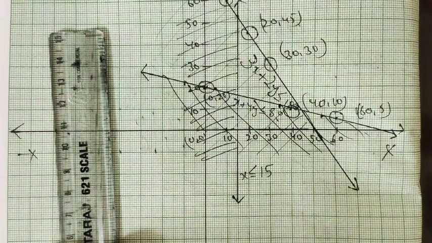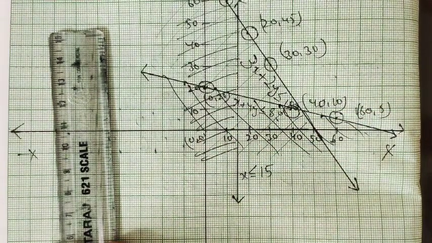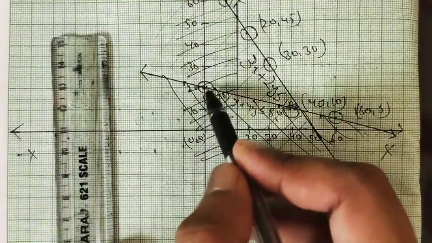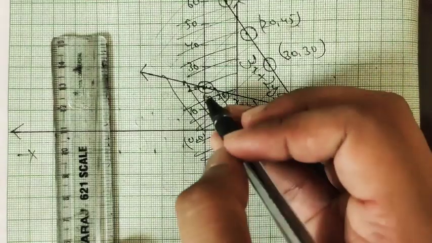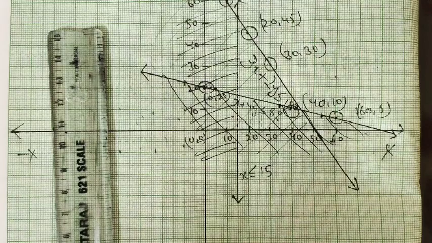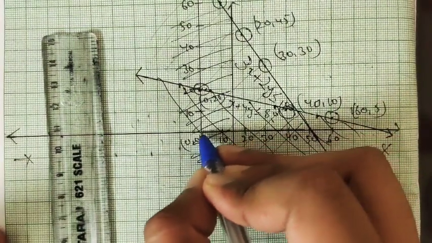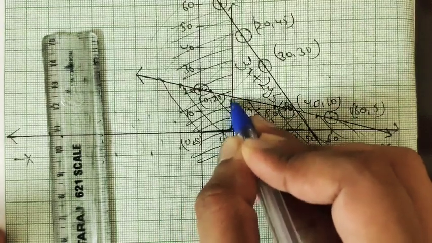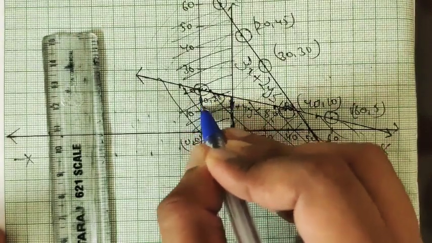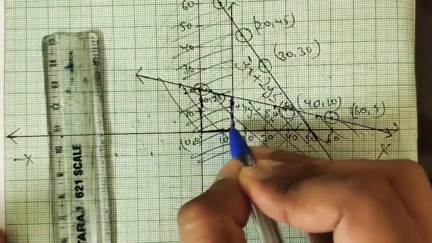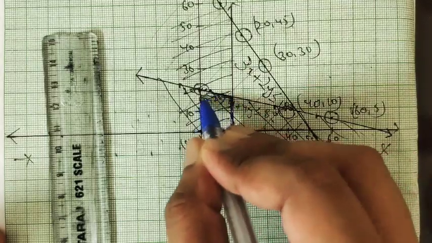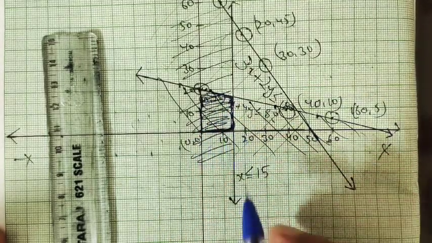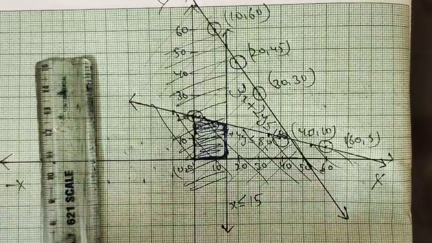Next is y is greater than 0, x is greater than 0. So that means this portion. So which portion do we have? I'll shade that portion. The area of the required portion is this one. The intersection of the portions is this one. So this is our required answer.